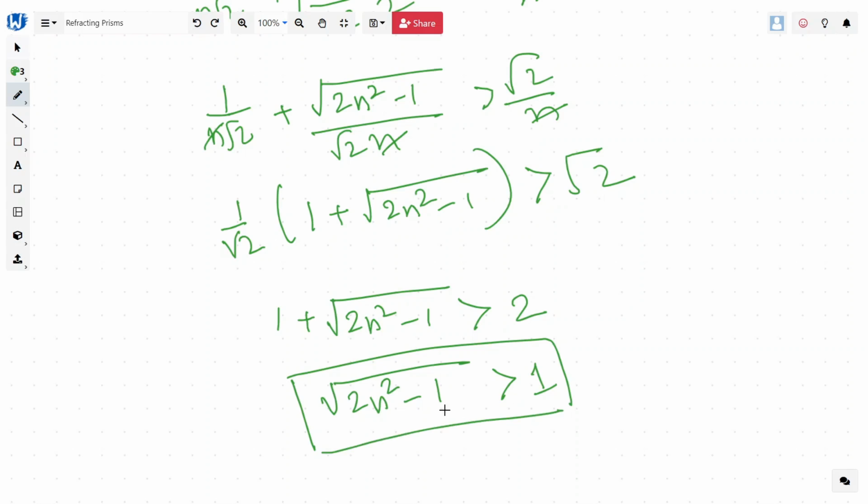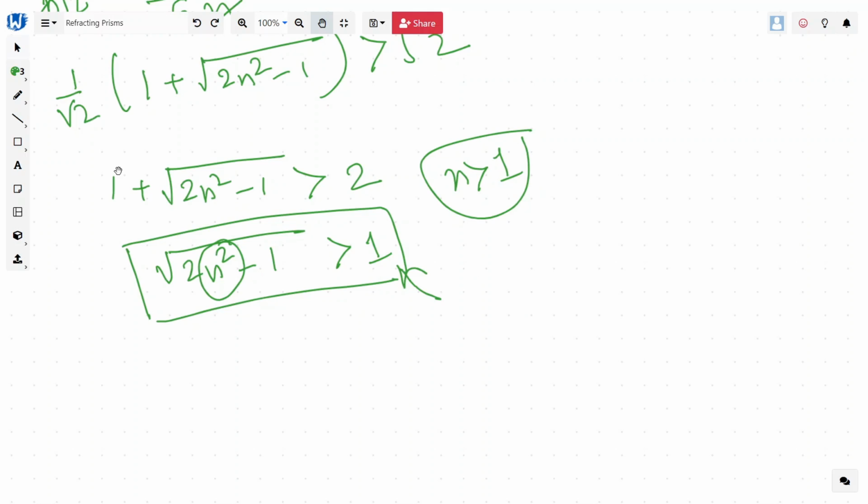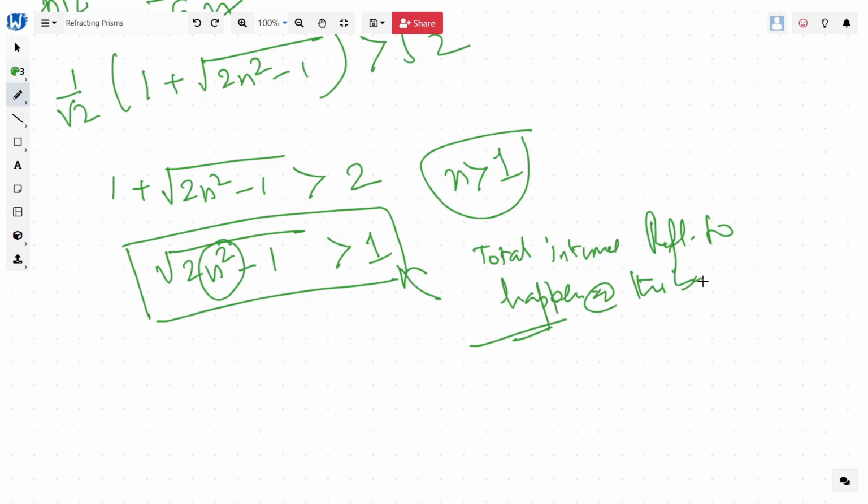Right? Now, for that to happen, basically the n has to be greater than root 2. So, in any case, when we have n greater than root 2, basically this is the condition which we derived in terms of n for total internal reflection to happen at the base of the prism, which is an isosceles one.